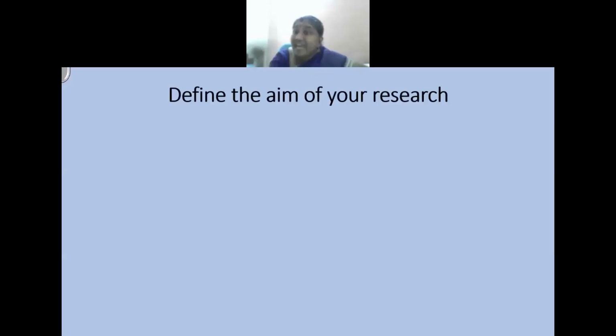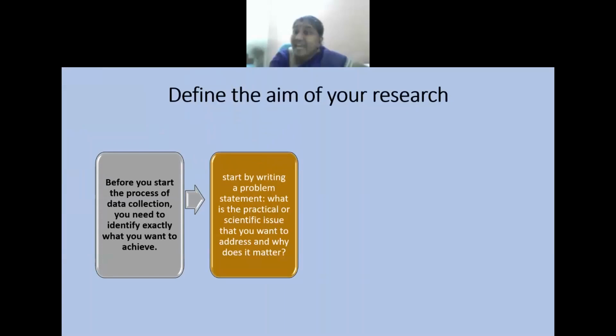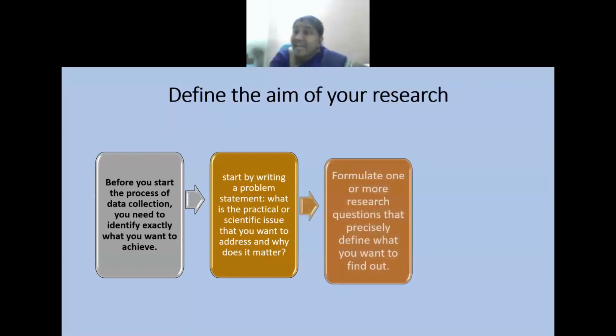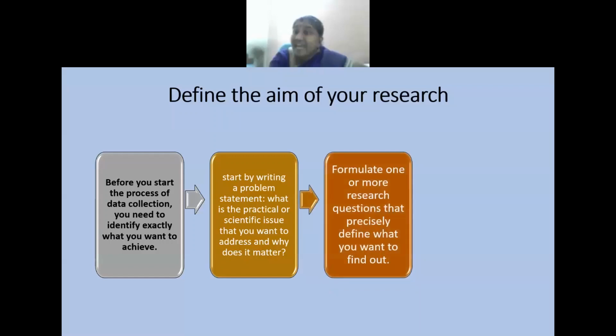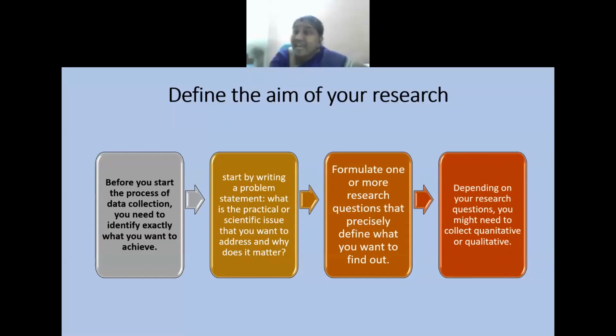When I say define the aim of your research, in the process of data collection, you need to exactly identify what you want to achieve. So for that, first start by writing a problem statement. What is the practical or scientific issue that you want to address, and why does it matter? Formulate one or more research questions that precisely define what you want to find out. Because if your research questions are clear, chapterization is actually easy. For those research questions only, you are formulating your chapters. Depending on your research questions only, you will need to decide whether you need qualitative data or quantitative data.